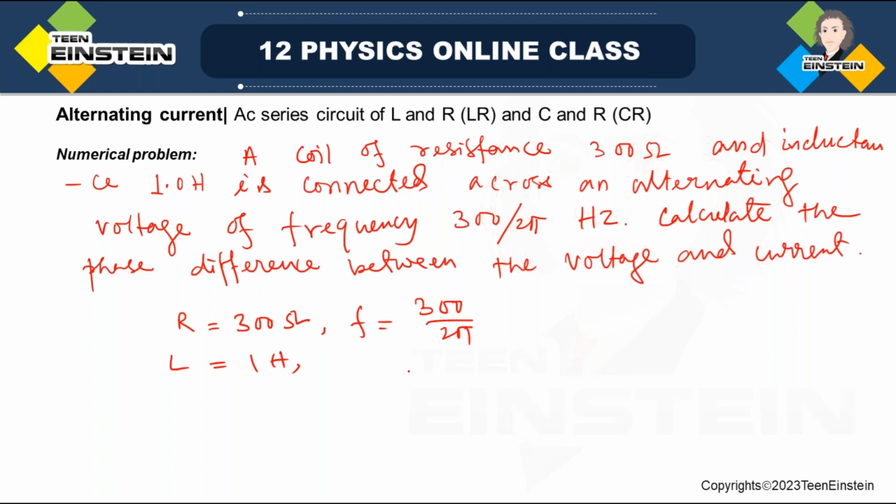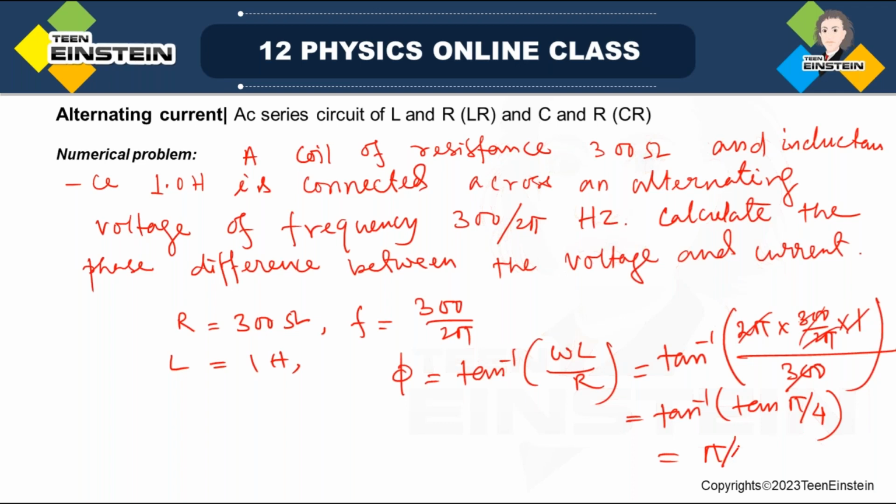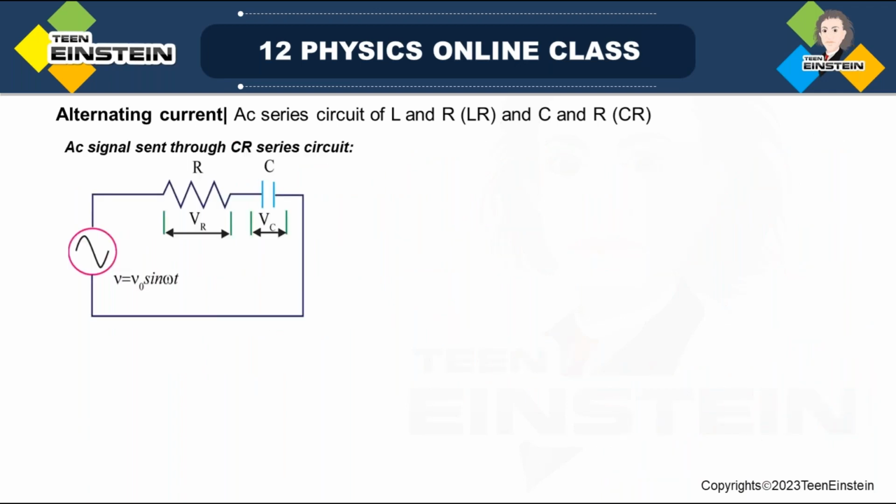Okay, so phase difference, you know, in an LR circuit, phi is equal to tan inverse of omega L by R. So L is given, omega we can find out, R is also there. So tan inverse of omega, which is 2 pi f, that is 2 pi into 300 by 2 pi, into L which is 1 Henry, divided by R which is 300 again. So this will give you 1 only. So tan inverse 1 means pi by 4. So this is the phase difference between the current and voltage. Okay, we'll just go for now.